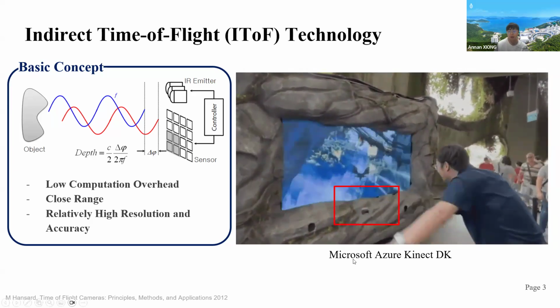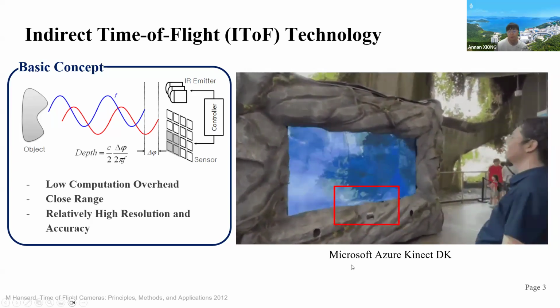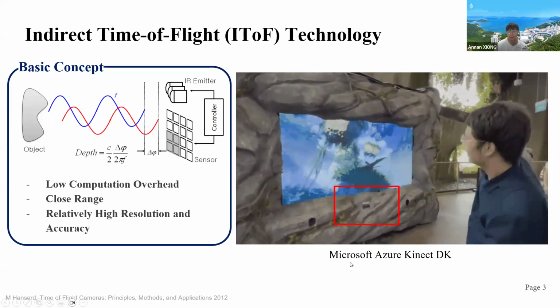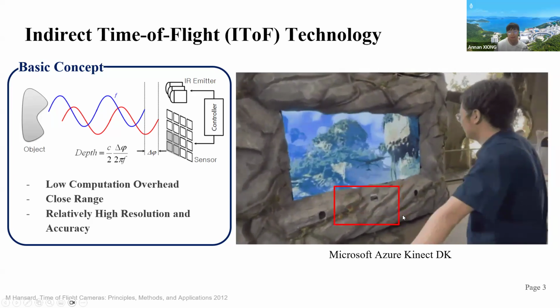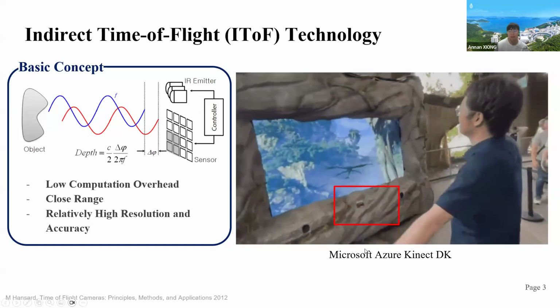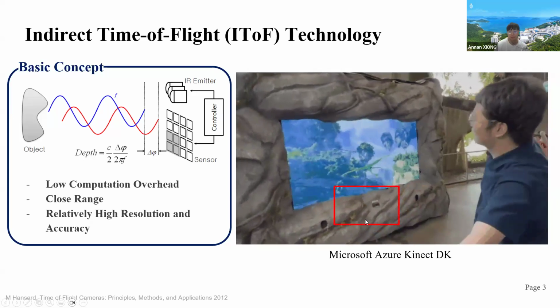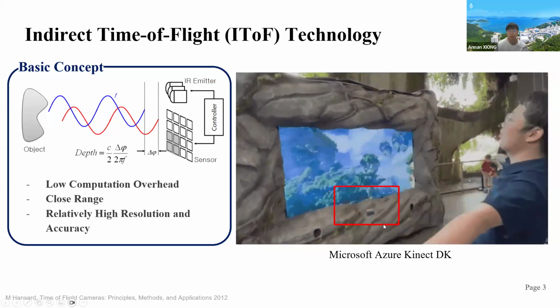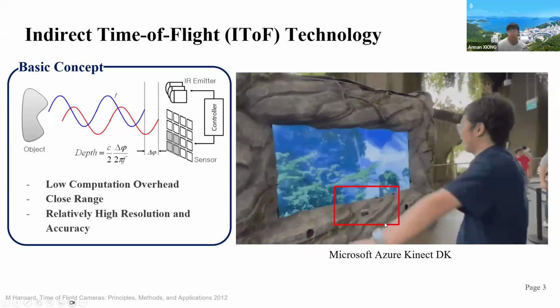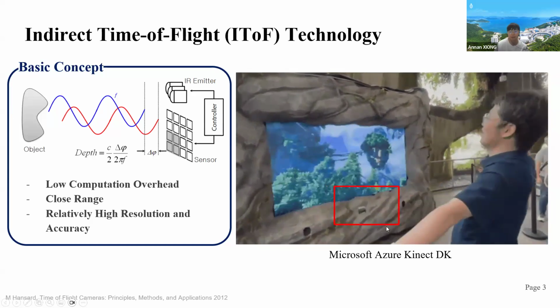The right side shows a very good example of iToF based on the Microsoft Azure Kinect DK. With this iToF sensor, the system can estimate people's pose, and then people can fly in the virtual world. And this is a real video recorded by me in a tourism.